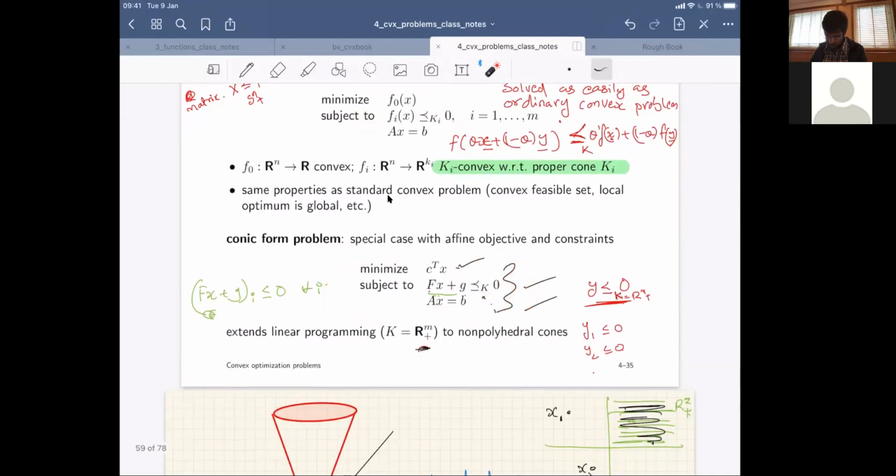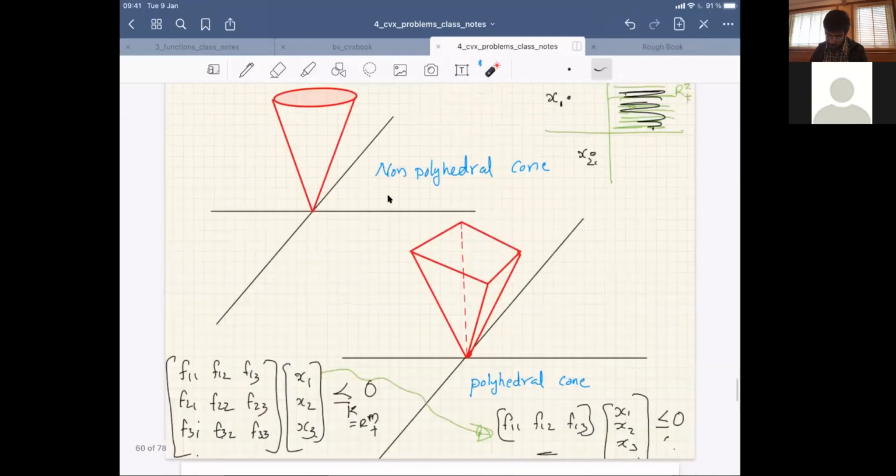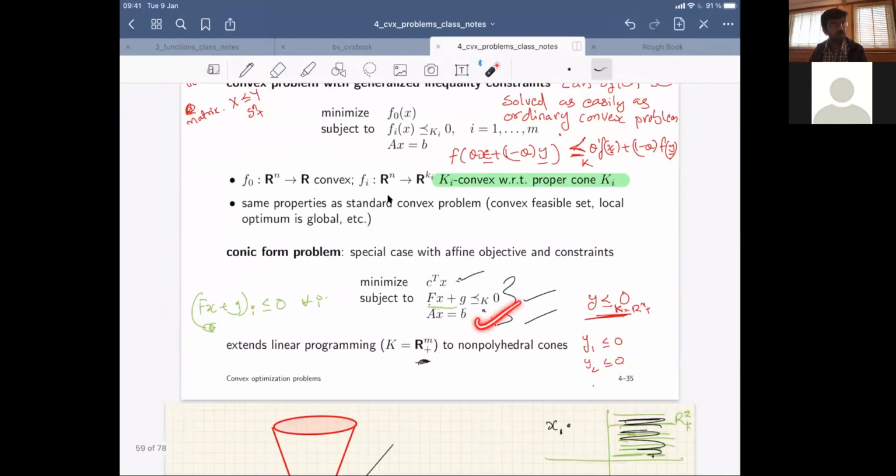Okay, so let's stop here for a small break. Now we will see what are the other cones, some of the interesting cones, and move forward.